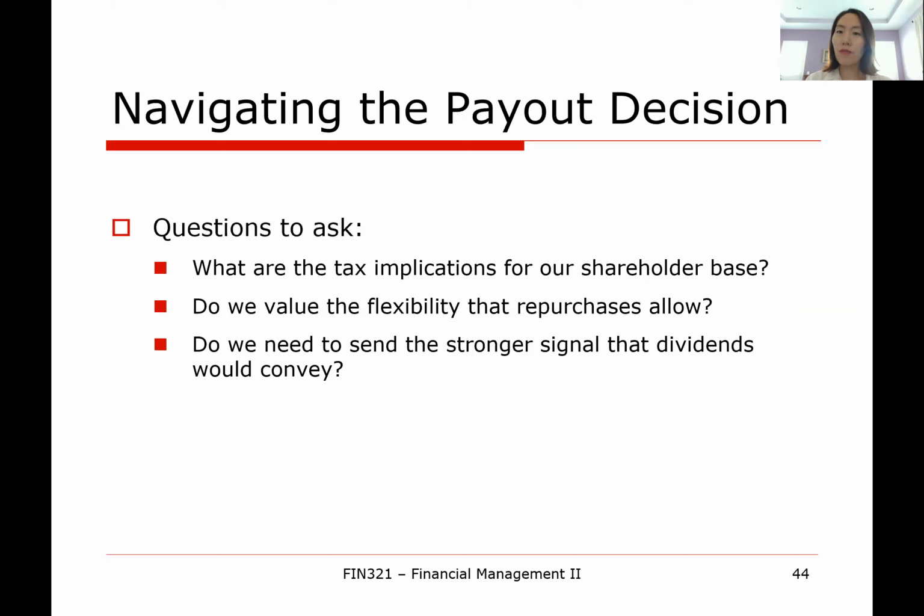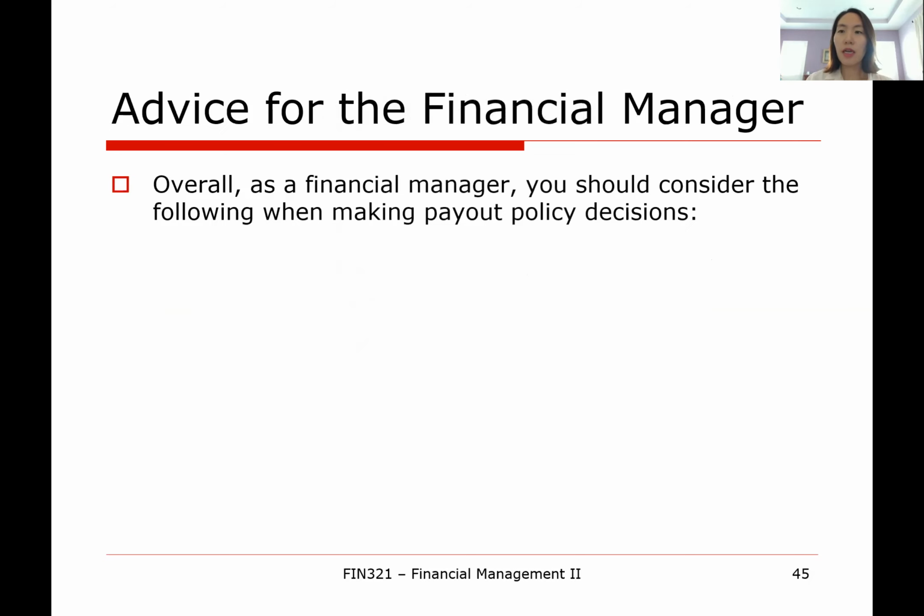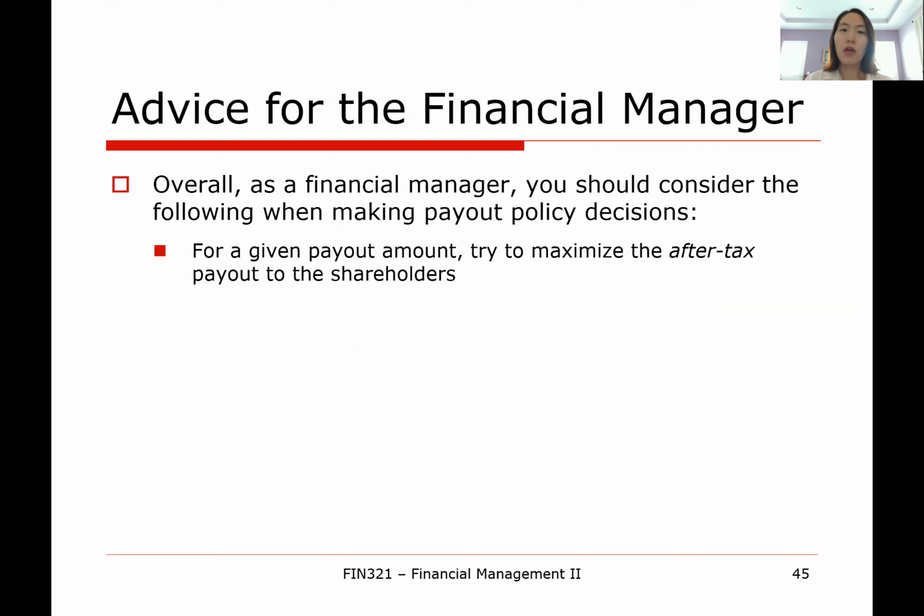Repurchases give the manager more flexibility, but the signaling power is weaker. If the firm chooses dividends, the firm has to make more commitment, so it loses flexibility, but it can carry much stronger signaling power. So here comes a general prescription for financial managers when it comes to payout policy. First of all, most importantly, for a given payout amount, managers have to maximize the after-tax payout to the shareholders. So you have to care about the leftover money in the shareholders' pocket after they pay taxes, because that's what investors care about the most.